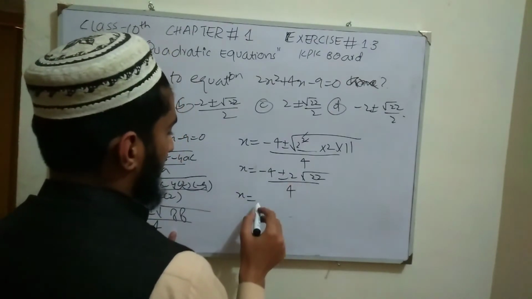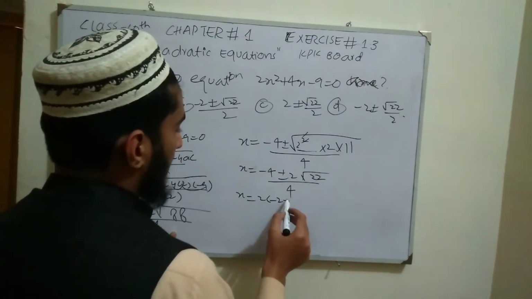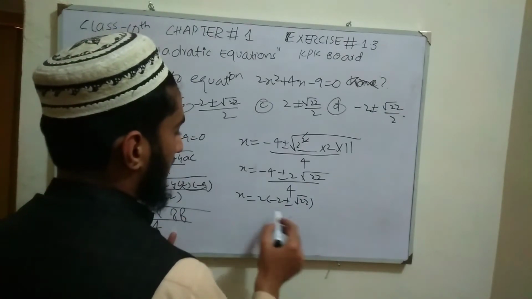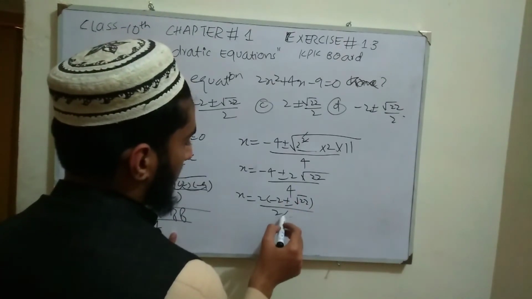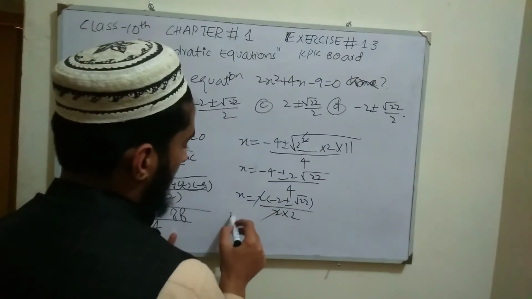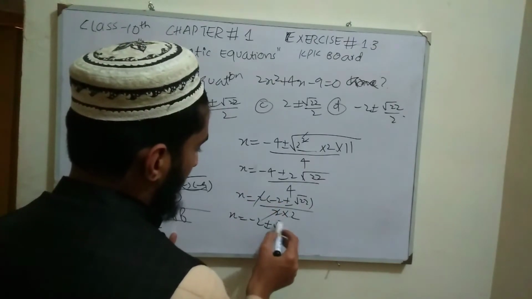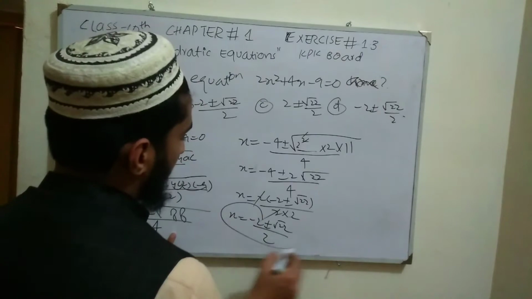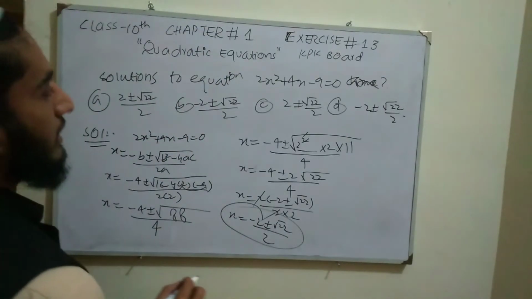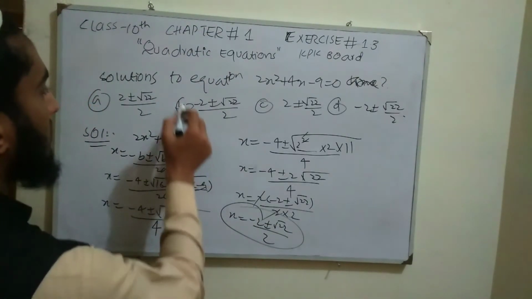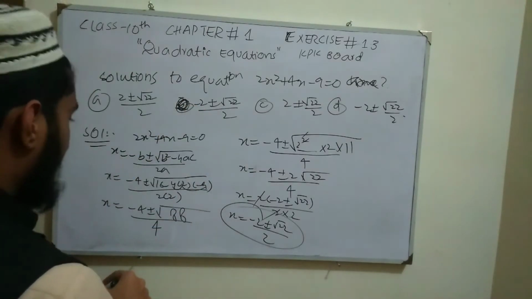Take out 2 common from the numerator, so inside we are left with minus 2 plus minus under root 22, and in the denominator we can write 4 as 2 multiplied by 2. 2 will cancel out with 2, so x is equal to minus 2 plus minus under root of 22, whole divided by 2. So these are the two solutions to the given quadratic equation. So option B is the right option.